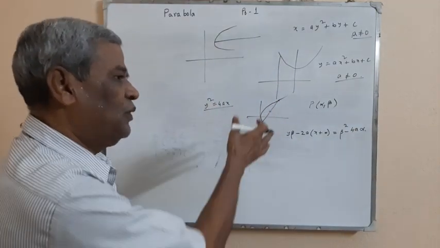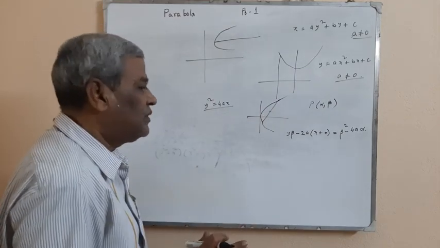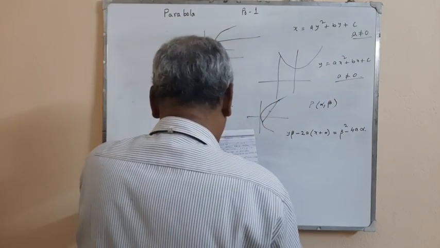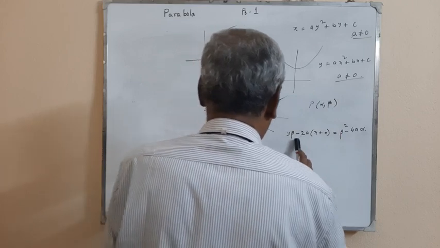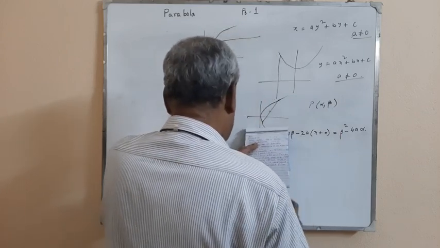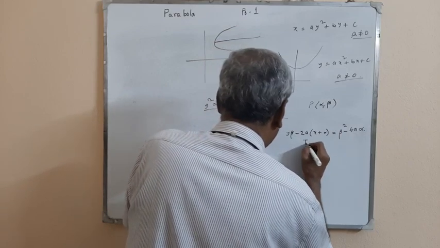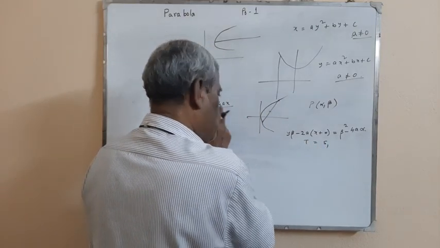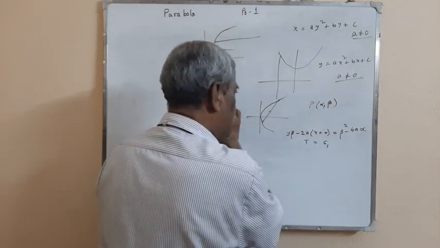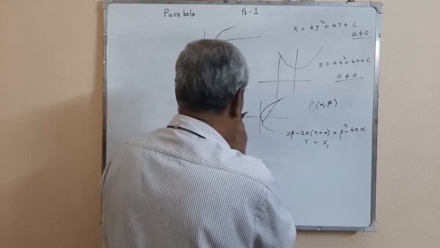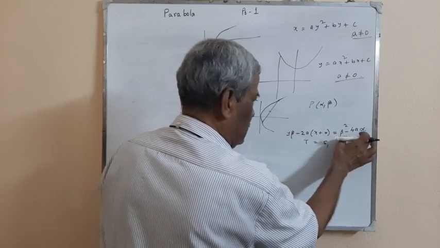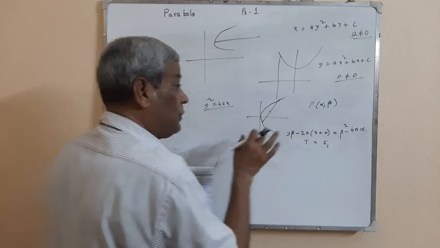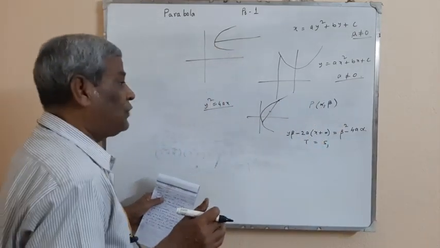It may help you if you try to keep the result in memory. This one, in brief, can be written as T = S1. S1 means in the equation, put x = alpha, y = beta, for y² minus 4ax, that is beta square minus 4a alpha. And T is the equation of the tangent. Equation of tangent at that point, how to find it?